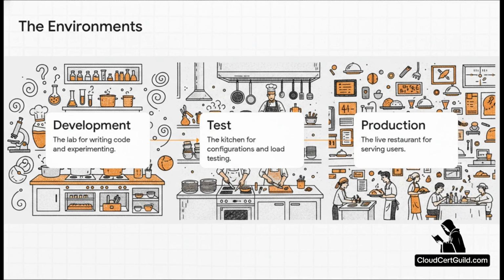It's absolutely critical. Let's use a restaurant analogy. First, you have your development environment. Think of this like a chef's test kitchen. It's a lab where you can experiment and make a mess. Then you have the test environment. That's the prep kitchen, where the whole team practices making the dish perfectly. And finally, production. That's the live restaurant where you're serving paying customers. You'd never test a brand new recipe on a paying customer, right?